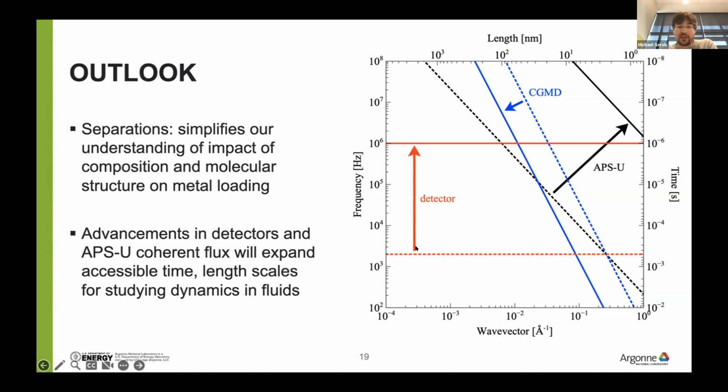And so the improvements in the detectors have increased the time scale significantly. With the APS upgrade, the increase in the coherent flux will give us access to, again, smaller times and smaller length scales. And then we're moving out the boundary of the simulations using these coarse graining schemes here. And so instead of going from before, where we had essentially no overlap between the simulation and the experiment, we now have more substantial regions of overlap here. And so we're excited for what we're going to be able to do with the APS upgrade.